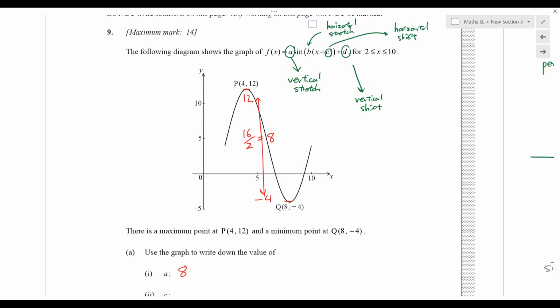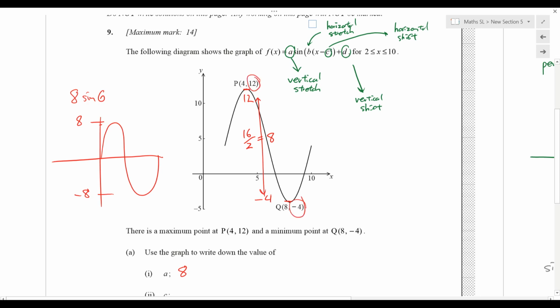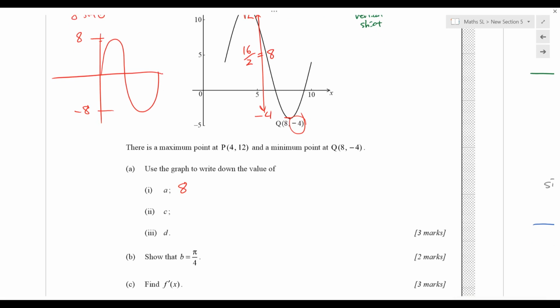Normally in an 8 sine theta graph, the maximum value is 8. I'll draw it so you can see it. Normally it is 8 and -8. But now they have moved it up so that it becomes -4 and 12. If we go -8, -7, -6, -5, -4, we have moved the graph vertically up by 4. So D, the vertical shift, is just 4.